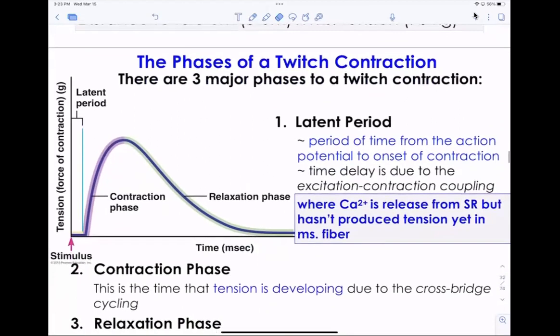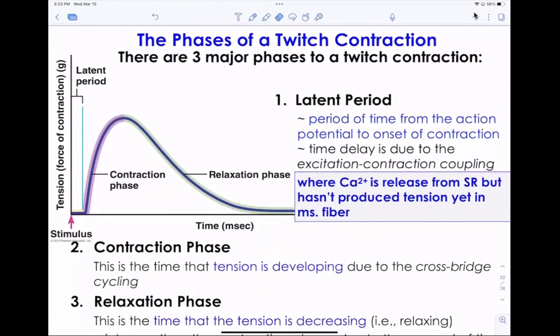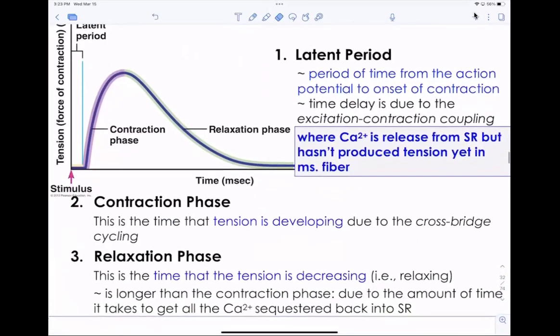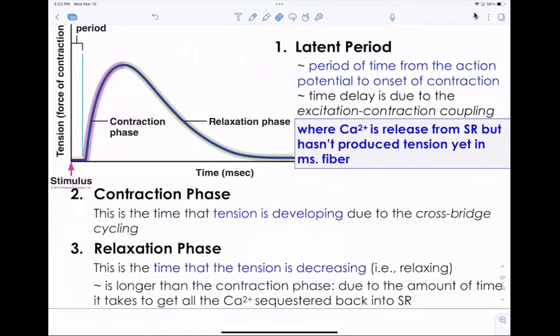As far as twitches, there are 3 phases that a muscle goes through, right? Tension in a muscle fiber. And the first phase is called the latent phase. And the latent phase is the period of time from the action potential at the neuromuscular junction to the onset of the contraction or actually moving. It's where calcium is being released from the sarcoplasmic reticulum, but not enough tension has been produced yet to make the muscle move.